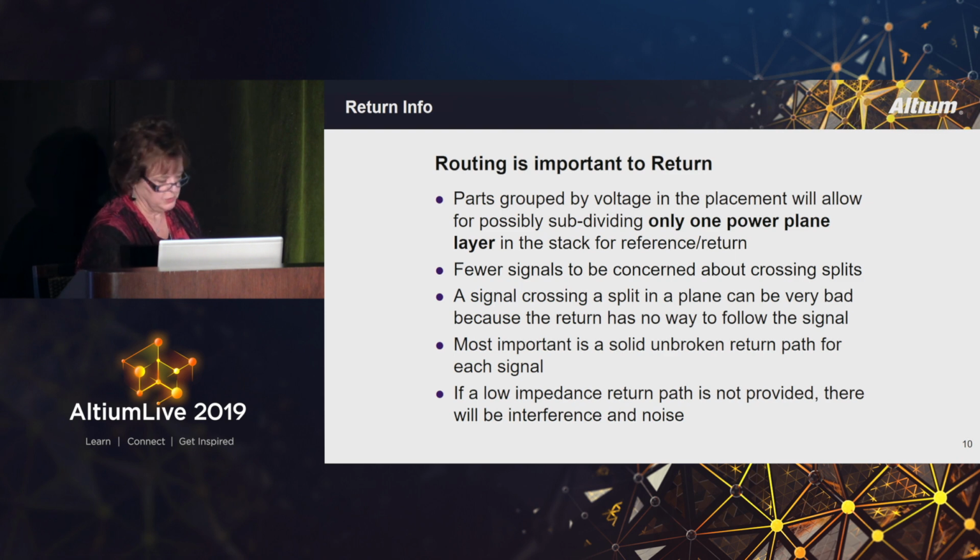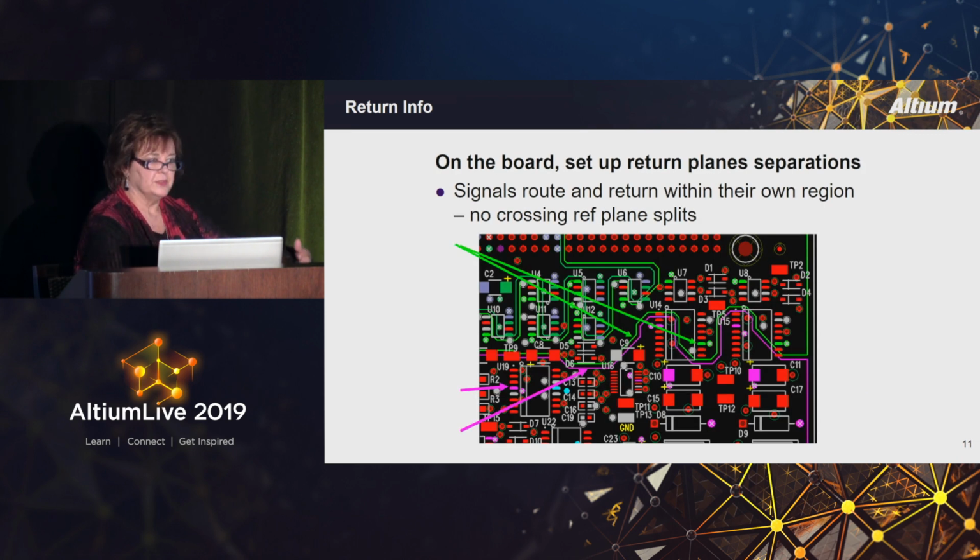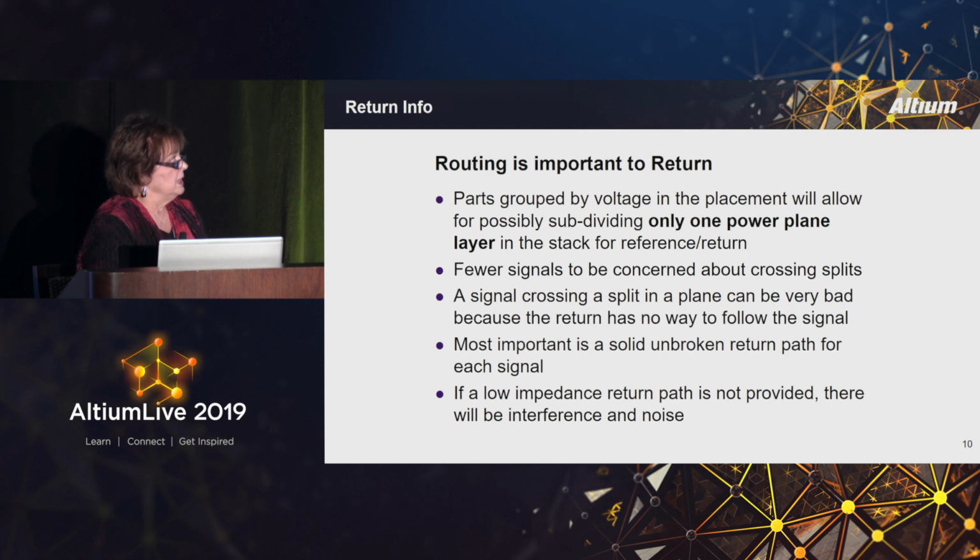There are fewer signals if you do it this way. Try to get all of them on one plane if possible. A signal crossing a split is very bad for the return, because there is no way for that signal and return to follow each other. You want them to be very, very closely coupled to one another. You never ever want to force them to be separated in any manner.